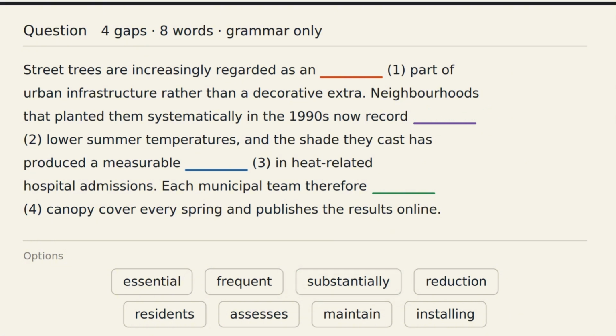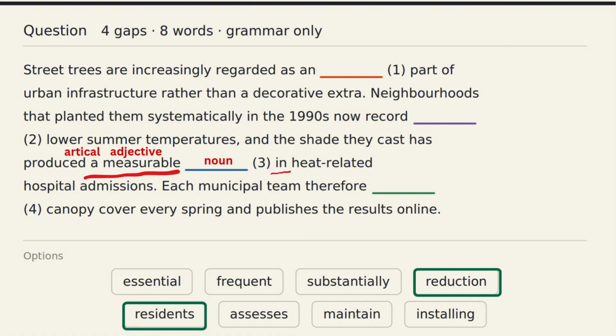Gap 3. Left side is admirable. Article plus adjective. And right side is a preposition. So we need a noun. Our nouns are reduction and reductions. Now look at the article again. A admirable. It's a singular noun. Reductions is plural. Okay, the answer is reduction.